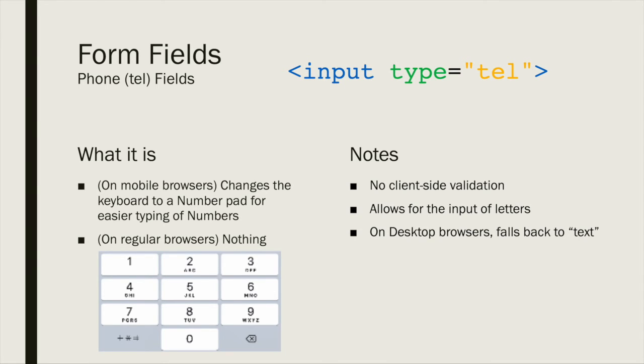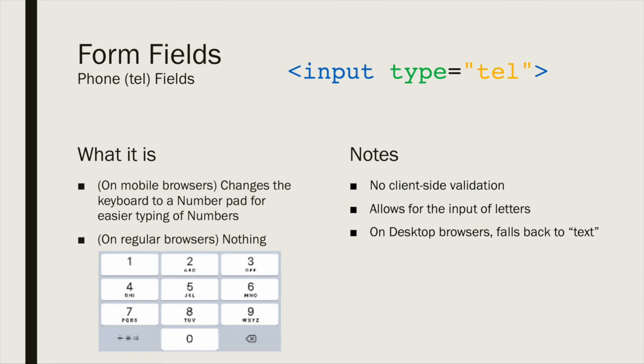Next is phone or tel fields. This is a tel type. What it does on mobile browsers is change the keyboard to a number pad for easier typing of numbers. Otherwise, you have to change the keyboard on a mobile device to numbers yourself, or go into a way that you can type numbers, and it's a little harder to type. So in this case, it allows for the creation of a number-based keyboard, making it easier to type numbers.